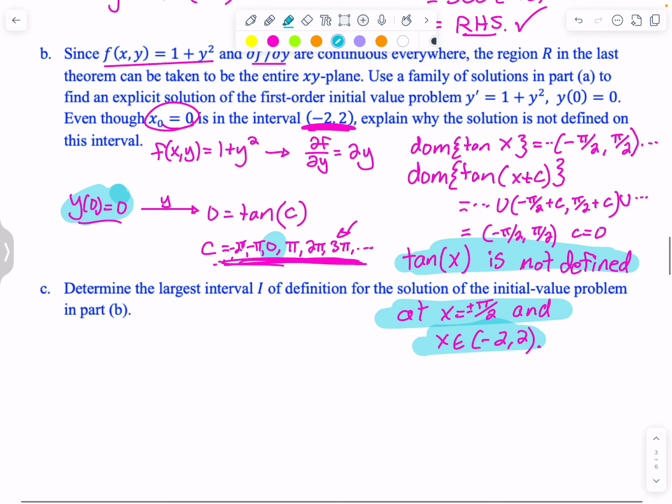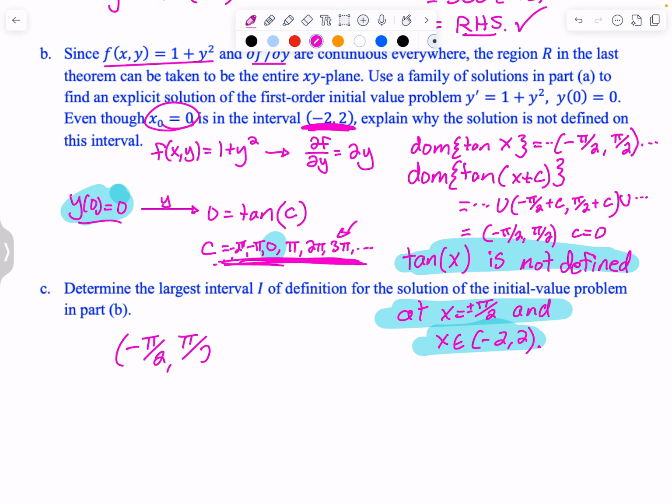Cool. It says determine the largest interval I of definition for the solution of the initial value problem. We just discovered that while we were working it out. It's negative pi over 2 to pi over 2, because tangent is not defined outside of that. It's not continuous at that point.